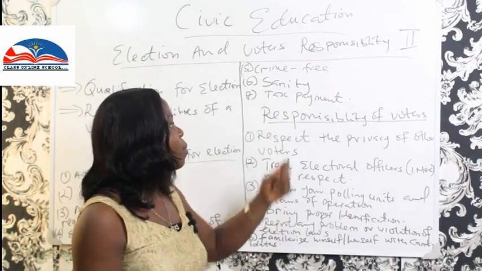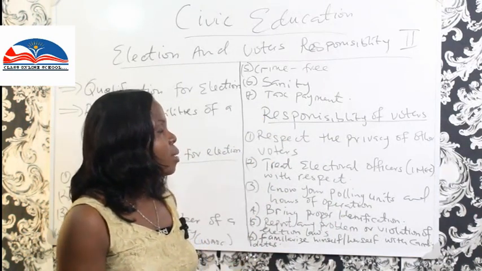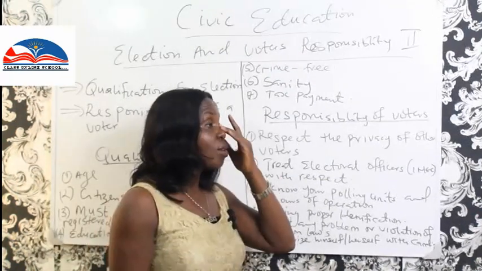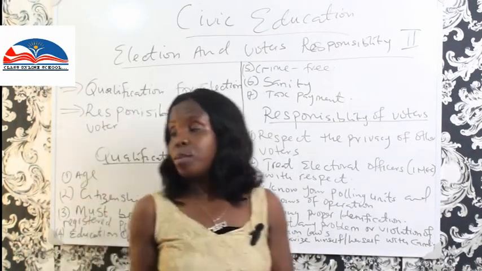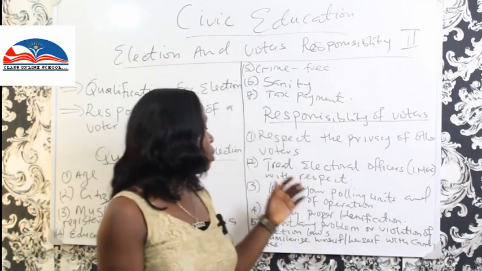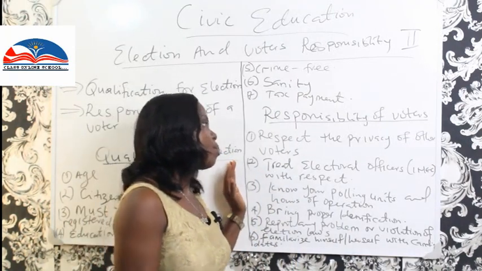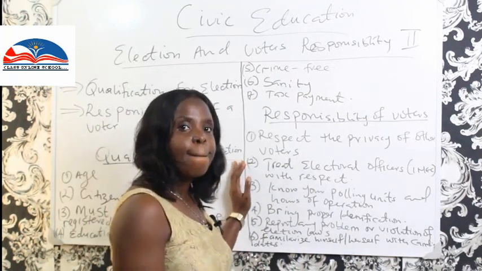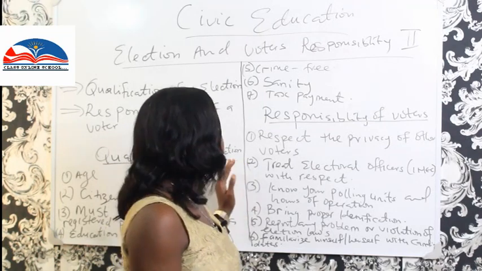Then we have responsibility of the voters. Now, let's look at the second objective. Second objective is responsibility of a voter. I have 6 responsibilities of a voter here, and I discuss more than that.